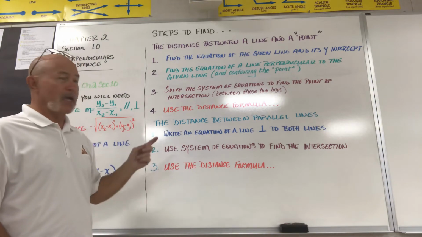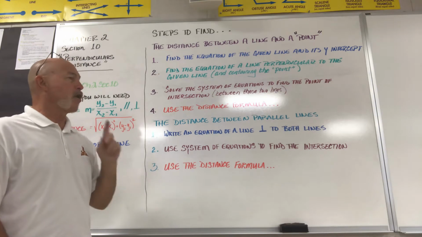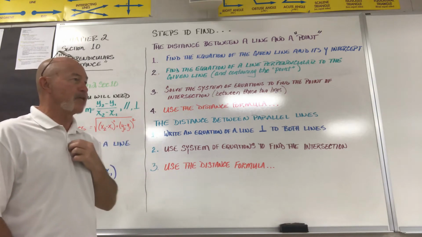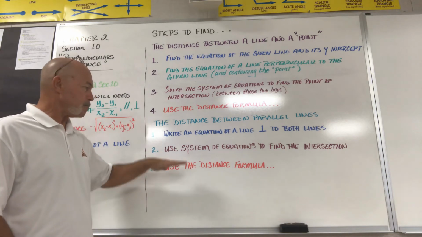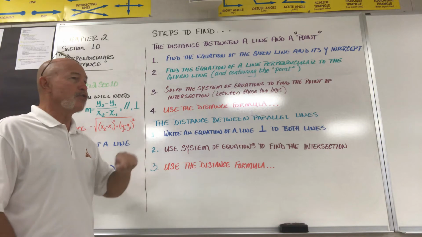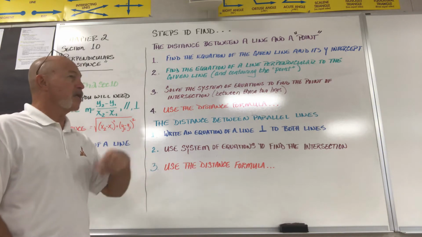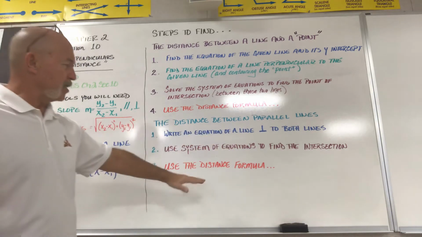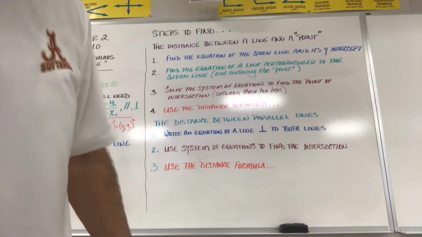Then between parallel lines, which we're going to start with here, we're going to start with an equation of a line perpendicular to both of these. Okay? Kind of creating a railroad track. We're going to use a system of equations for these two equations to find the points of intersection and then the distance formula. Okay? Yeah, you're getting pictures of this.